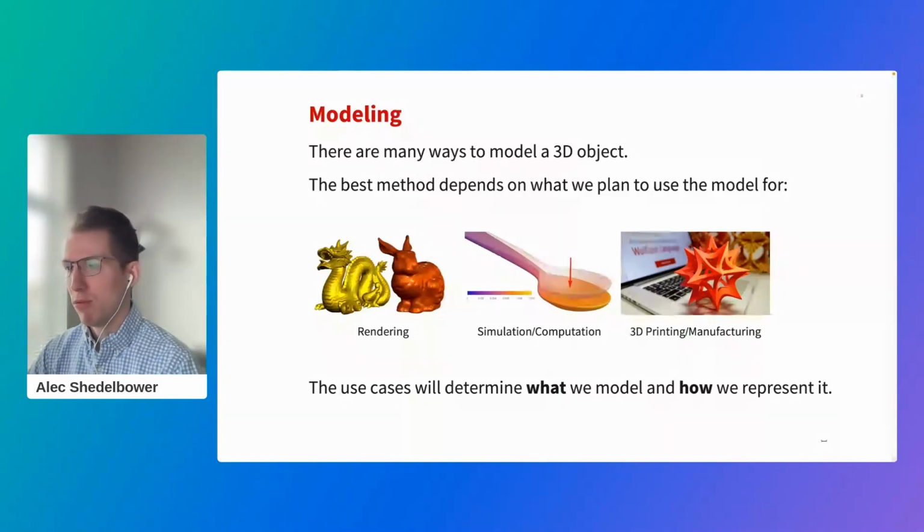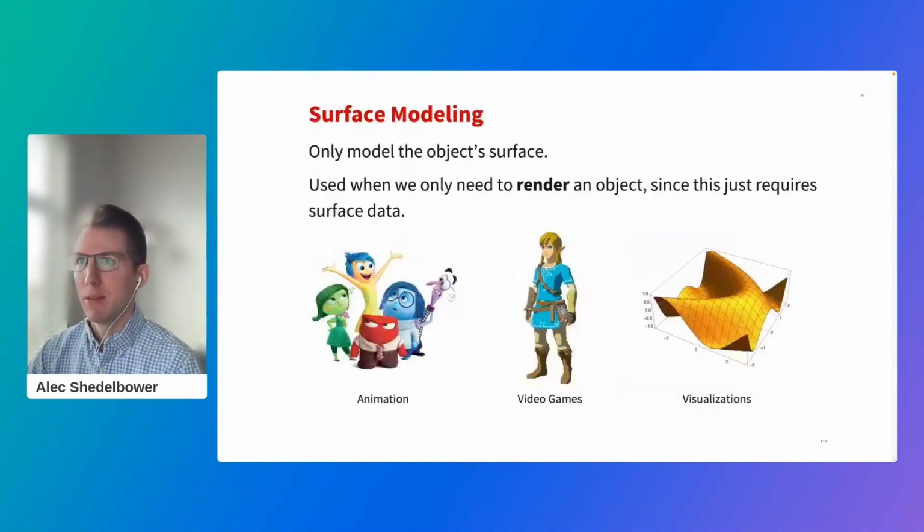As far as what we model, the first option here is going to be surface modeling. So here, as the name implies, we only model the object's surface. We tend to do this when we only want to render the object, since in that case, we really only care about the surface data. This is one of the most common ways you see models. It's used in animation, video games, and other visualizations.